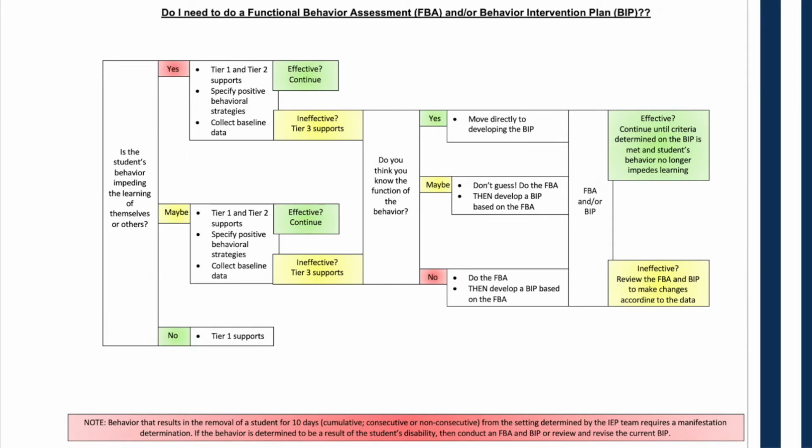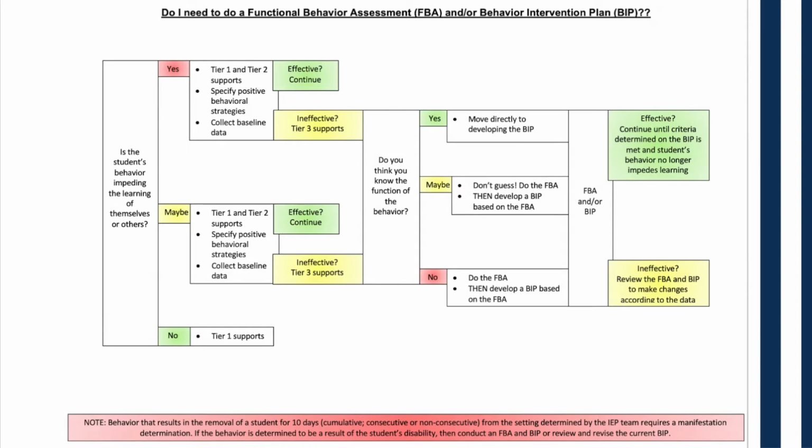BIP. Is the student's behavior impeding the learning of themselves or others? If we can answer no to that, then we do not need to do an FBA or write a BIP. We can just make sure that our Tier 1 supports are absolutely in place so that the student is able to really succeed in our classroom.